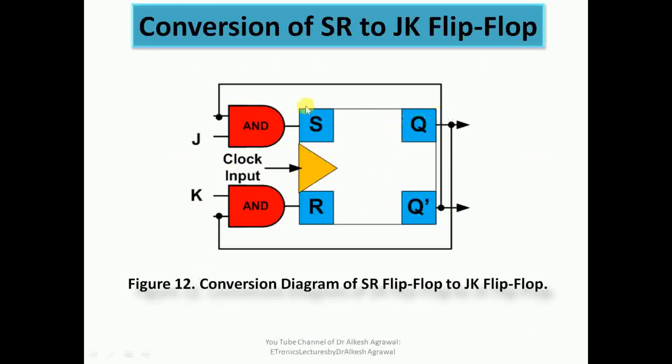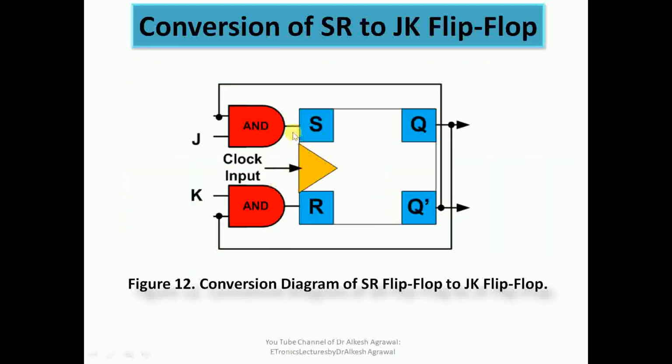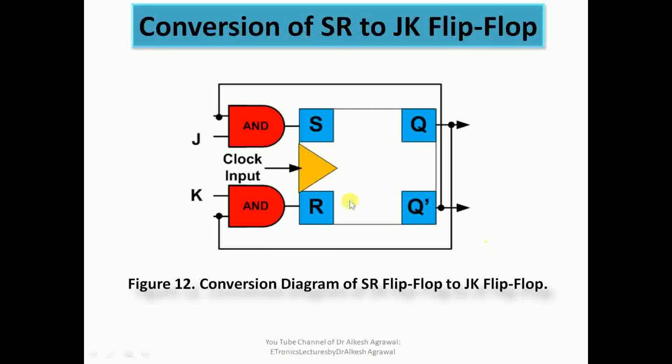So we have an SR flip-flop. What we obtain is S is equal to J Q complement T. So S is equal to J, we have one input J and another input is Q complement T. And for R we have K and QT. So for the R input there is an AND of two, one input is K and another input is QT.